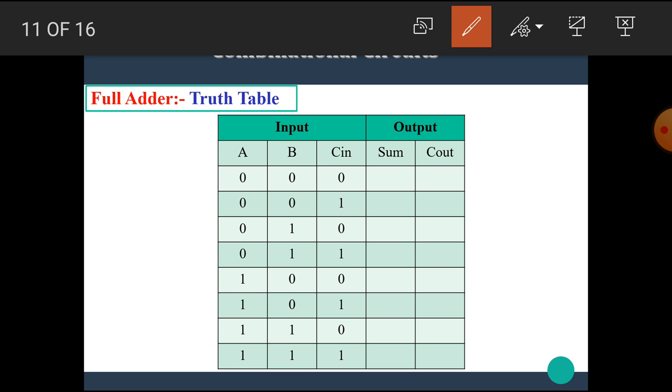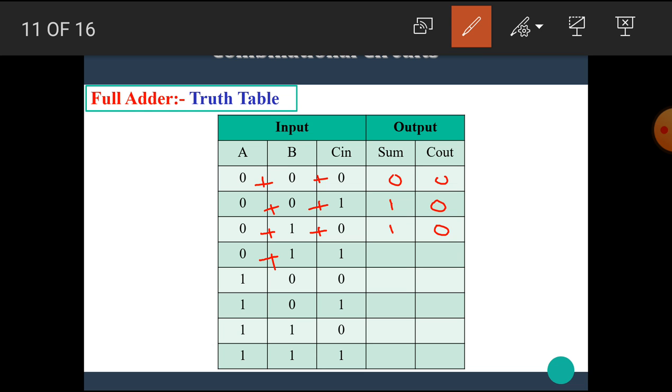The possible combinations for the three inputs a, b, c in are from 000 to 111. Okay, now let's find the value of sum and carry. Here 0 plus 0 is 0, 0 plus 0 is 0, that means sum 0, carry 0. 0 plus 0 is 0, 0 plus 1 is 1, that means sum 1 and carry 0. 0 plus 1 is 1 and 1 plus 0 is 1, and sum 1 and carry 0.